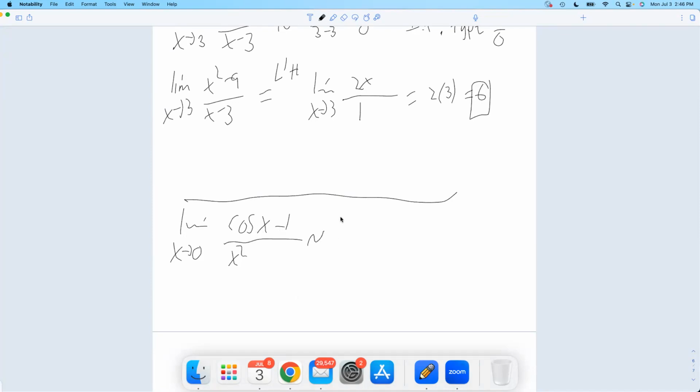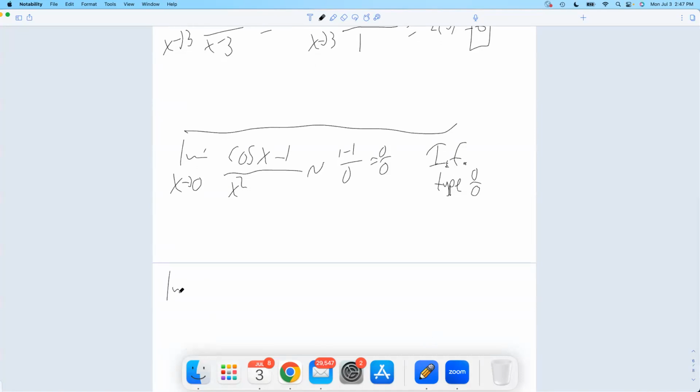Cosine of 0 was 1. X squared, 0 squared, of course, is 0. We get 0 over 0. So we have an indeterminate form. So I just write IF, indeterminate form of type 0 over 0. So we can try using L'Hopital's. Maybe it works, maybe it doesn't. It will. We write here equals, and then we say, how are we justifying we're using L'Hopital? If we don't get an answer over here, we weren't allowed to do this, but we won't know this until we try.